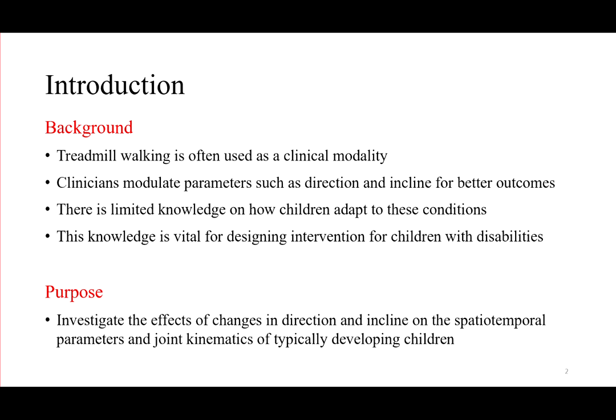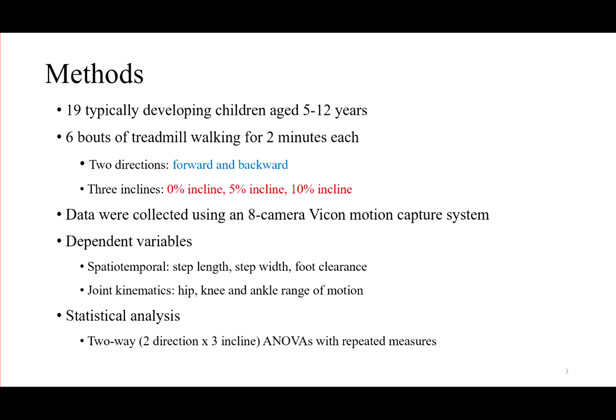Now, both backward and incline walking have distinctive gait patterns in adults. However, there's minimal literature describing how children adapt to these conditions. It's important, therefore, to understand how children adapt to these before introducing them as a part of a treadmill protocol for children with disabilities. So to do this, we recruited 19 typically developing children aged 5 to 12 years.